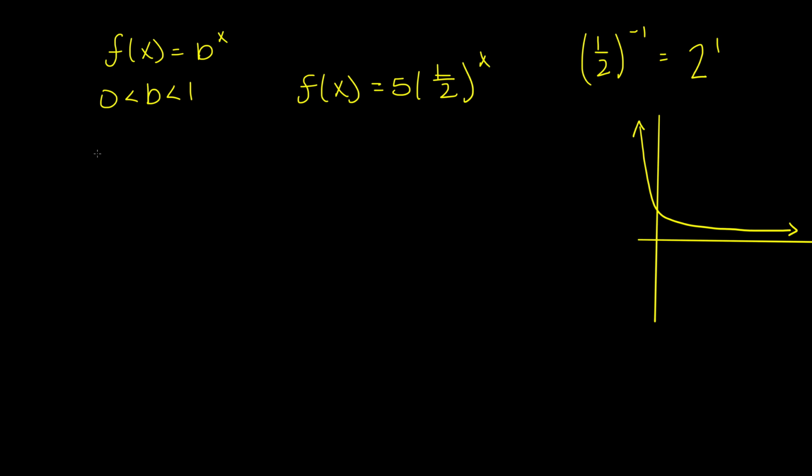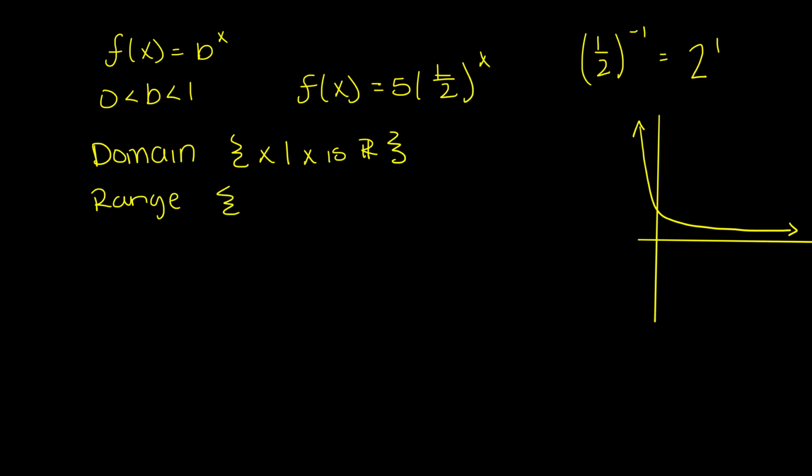All right, so in this case, my domain is still the same. X still populates on all real numbers. The range is still the same. We're getting closer and closer to 0, but my range still is 0 and above. Y is greater than 0. We never get to any negative or even y equal to 0 values.